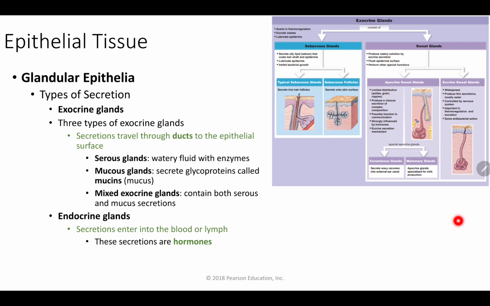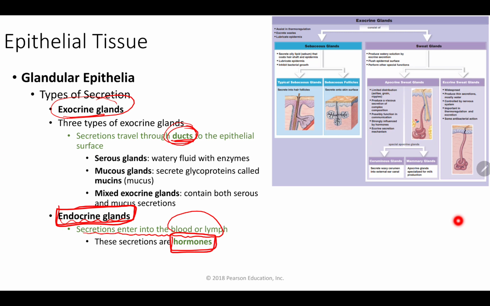And remember glands too. I'll end it with glands. We have exocrine glands. Exocrine glands secrete fluid or substances through a duct. Remember, these exocrine glands secrete through a duct. Now endocrine glands secrete directly into the blood or the lymph. Typically these endocrine glands secrete hormones into the blood or the lymph.